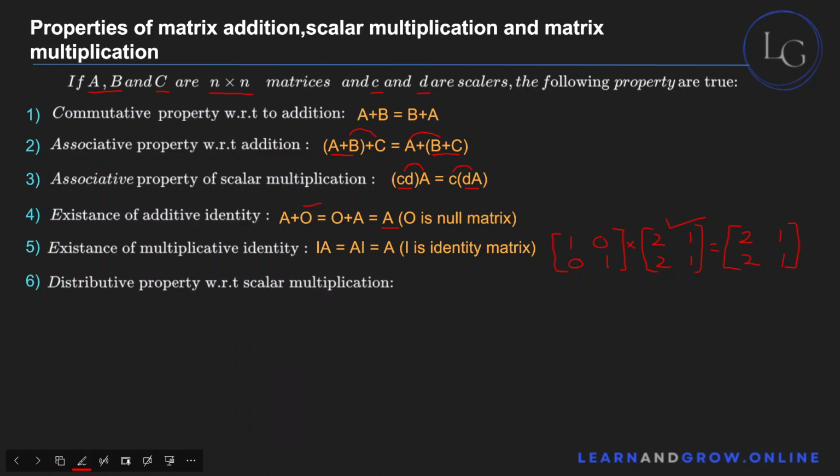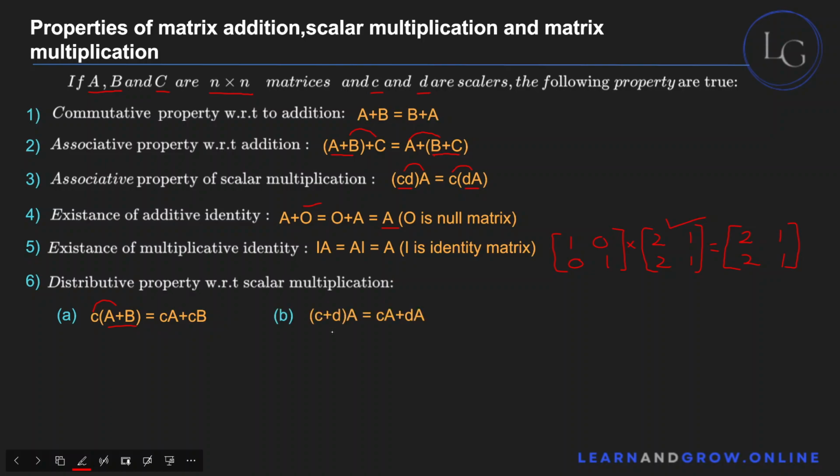Now the distributive property with regards to scalar multiplication. Now this here, again, brackets first, it says here that if you add up A and B and then you multiply the scalar c into the resulting matrix, it will be the same as if you multiply scalar c with matrix A first, and then you add that into the resulting matrix of scalar c multiplied with matrix B. Both of these sides will be equal.